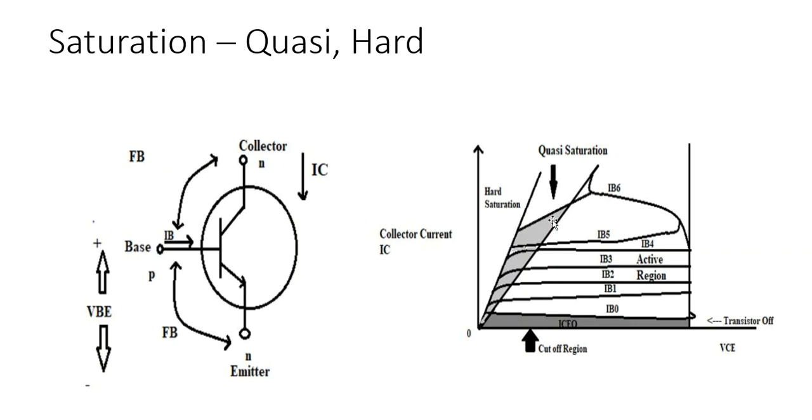Coming back, this region is called the quasi saturation region and this is the hard saturation region. The difference between these two is that when the transistor operates in quasi saturation, the switching on and off will be faster. It can be immediately switched on and immediately switched off in quasi saturation, whereas in hard saturation it cannot. It will take some time for the transistor to switch on and off. So this is all about the operating modes of the power BJT: three modes, cutoff, active and saturation, and two subdivisions, quasi and hard, in saturation.